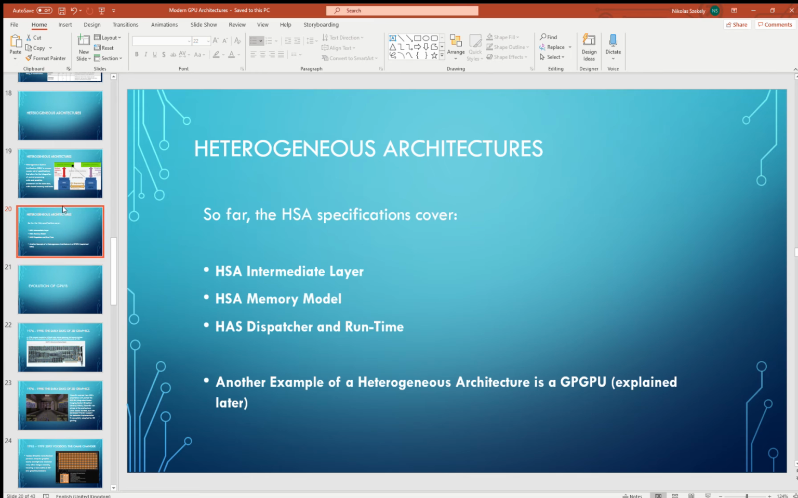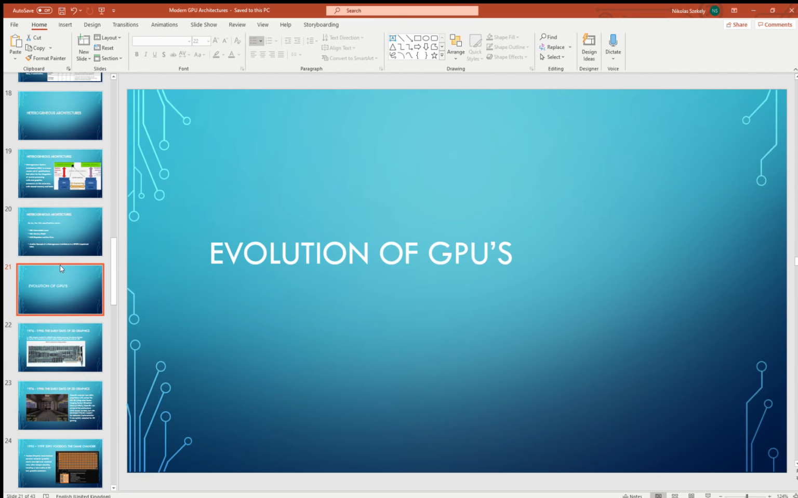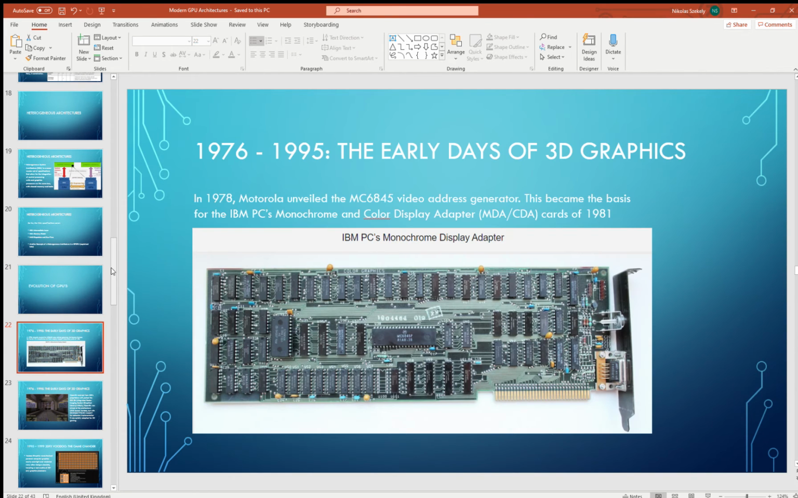Briefly, let's talk about how GPUs started and how they evolved over time. Between the period of 1976 and 1995, the first true 3D graphics started with early display controllers known as video shifters. They acted as a pass-through between main processors and the display.